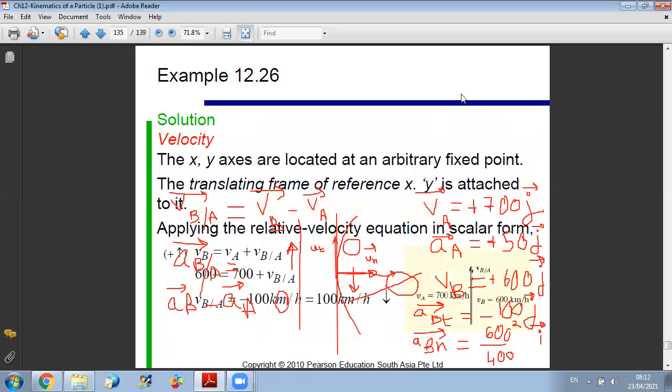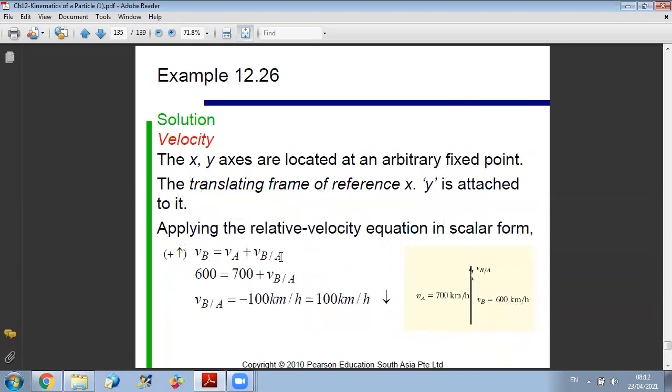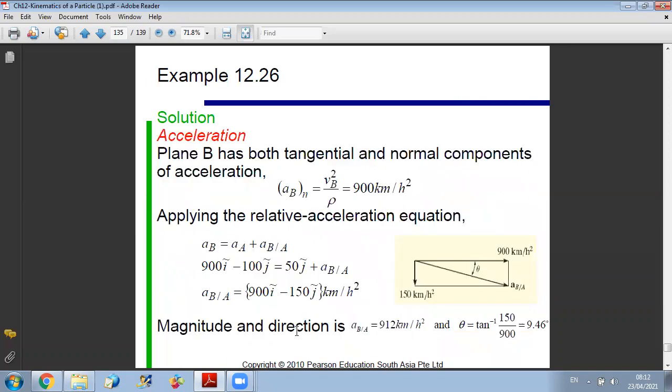So as you can see here, we started by the velocity relation. We replaced VB by 600, VA by 700. We got that the relative velocity is minus 100. It will be along J. And now for the acceleration, after getting AB normal, we got that AB is AB tangential plus AB normal.